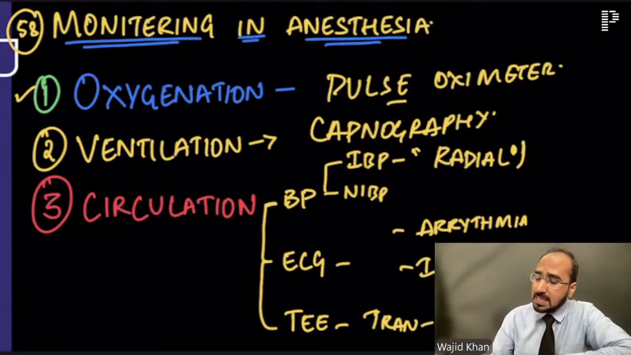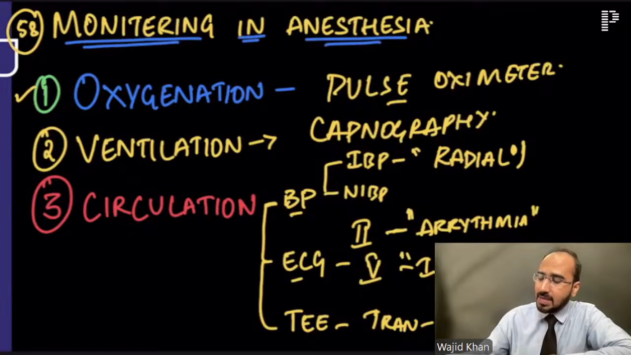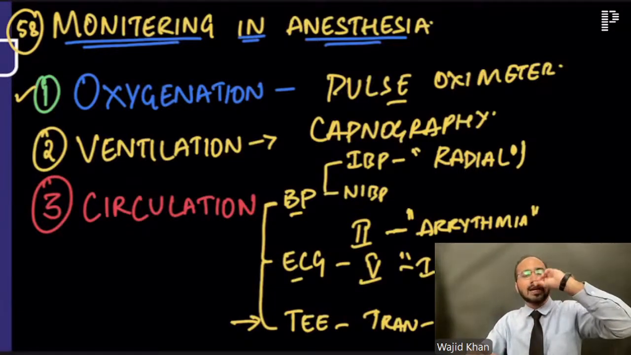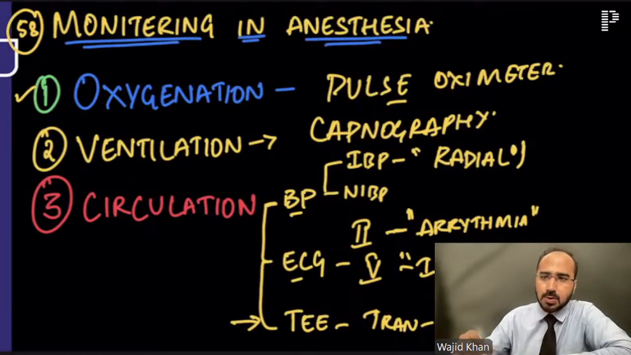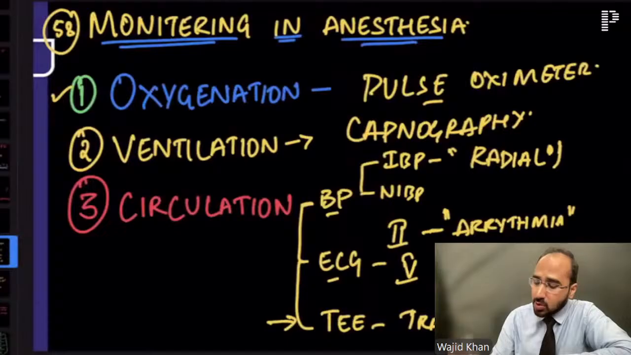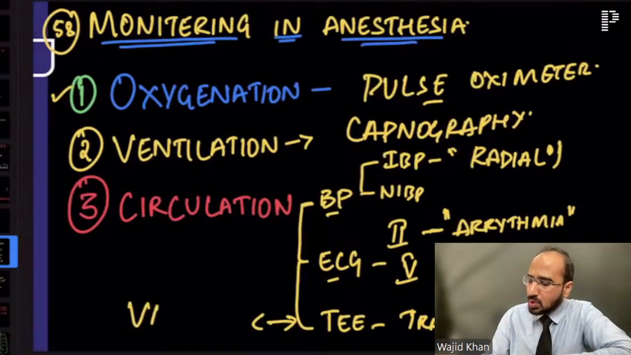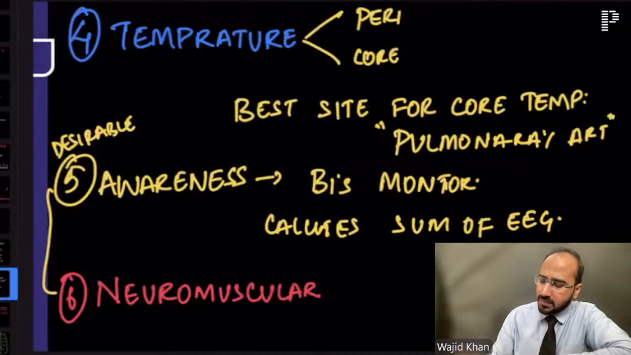Anyways, BP is there, ECG. In ECG, there are two leads which have to be monitored: lead 2 and lead 5. Lead 2 monitors arrhythmias, lead 5 monitors ischemias. Then there is a sophisticated monitoring called transesophageal echocardiography, TEE. Remember, transesophageal echocardiography is nothing but you put an echo probe and insert it from the mouth into the esophagus and you scan the heart. That is commonly used to diagnose embolisms, venous air embolisms.